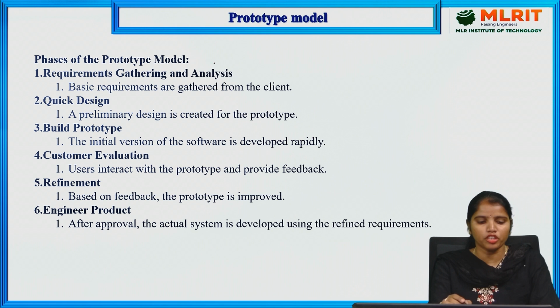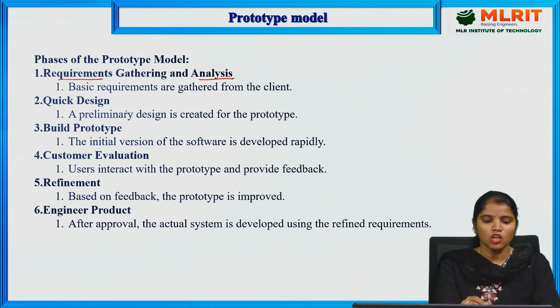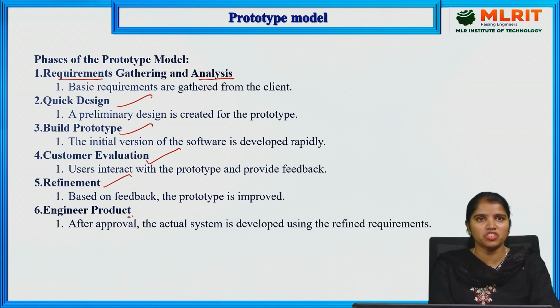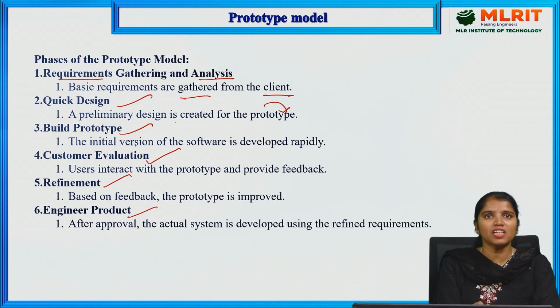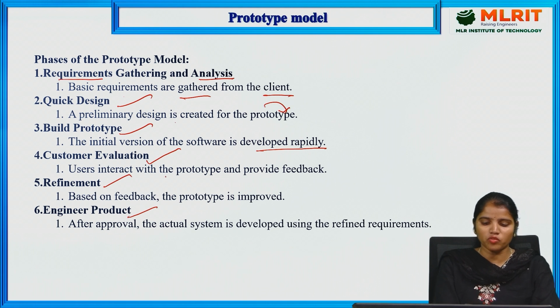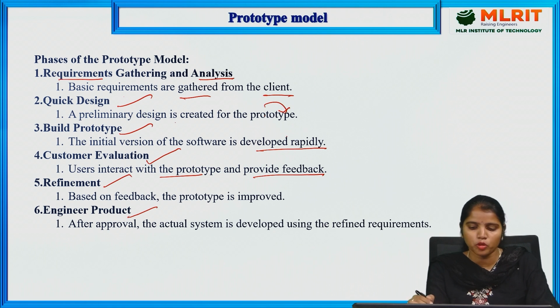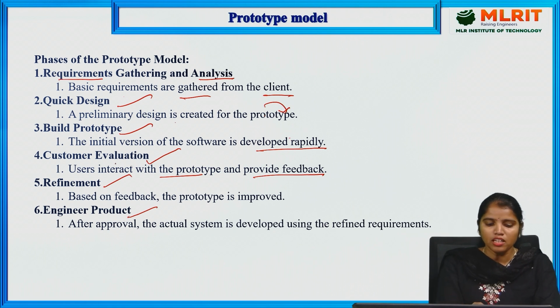The phases of the prototype model, as we just discussed, are requirements gathering and analysis, quick design, build prototype, customer evaluation, refinement, and engineering the product. Requirements gathering and analysis: basic requirements are gathered from the client here. Quick design means a preliminary design is created for the prototype. Build prototype means the initial version of the software is developed rapidly. Customer evaluation: the user interacts with the prototype and provides feedback, whether he is satisfied with the design, prototype, and everything.